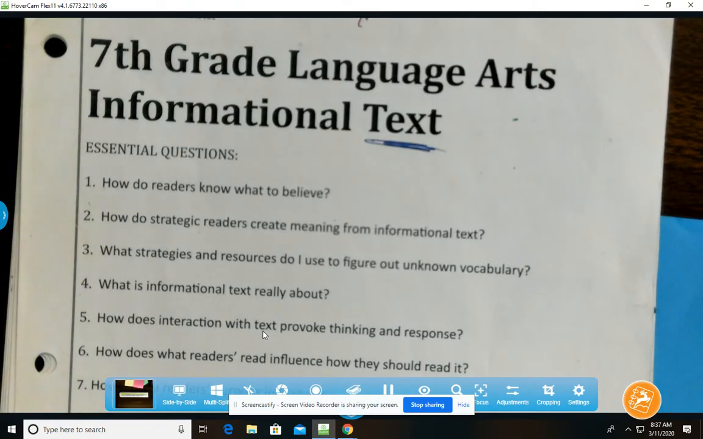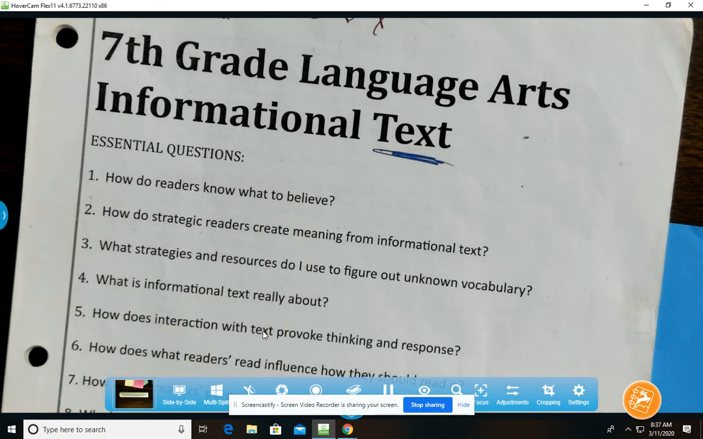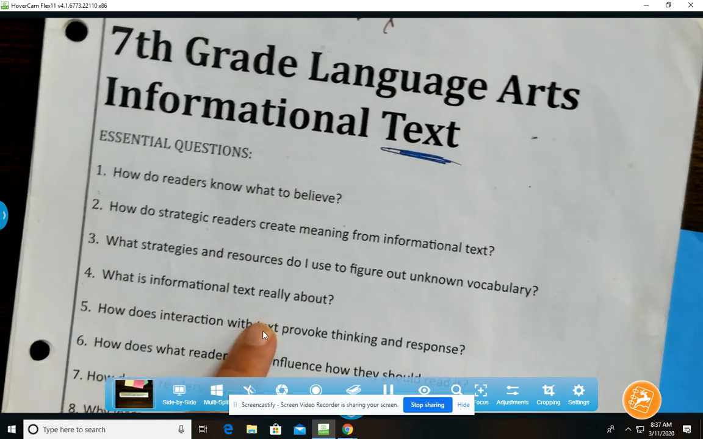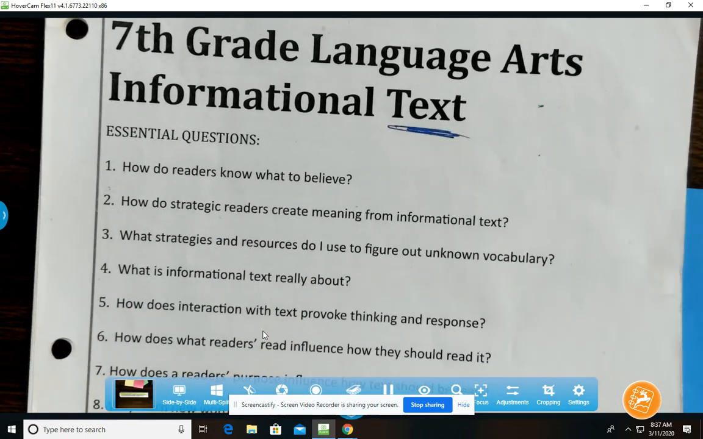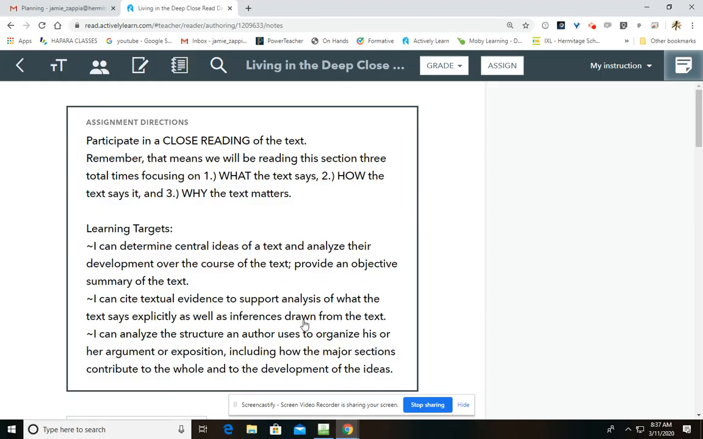Hello. Today we're in the informational text packet and we're looking at the essential questions: number 1, how do readers know what to believe? And number 4, what is informational text really about? As we read this, we're going to be participating in a close read, where we read a text 3 times for understanding or a section.